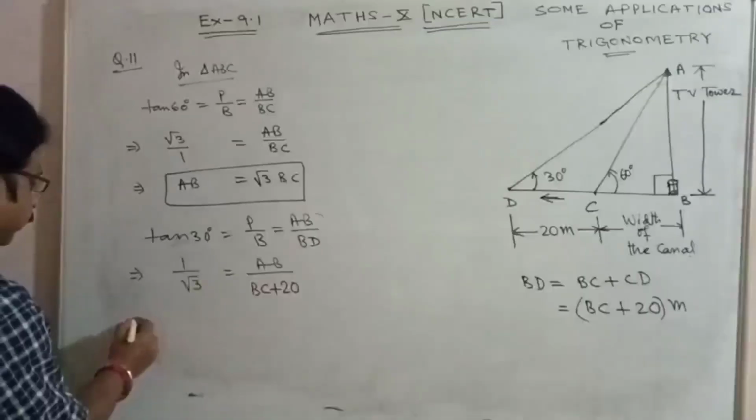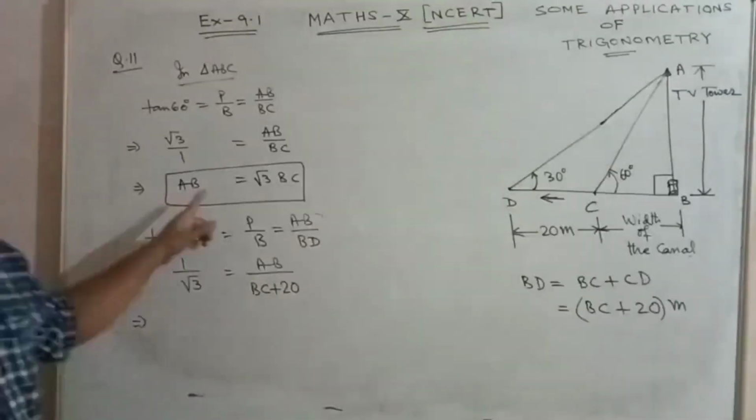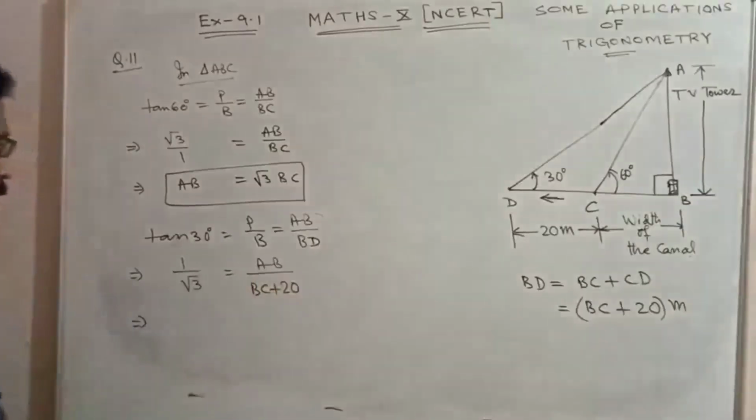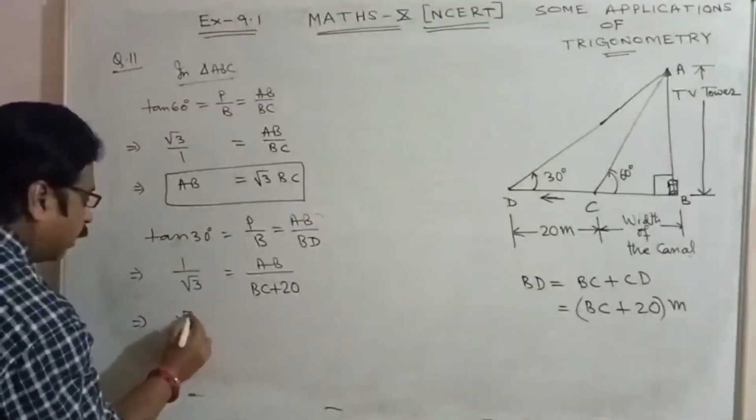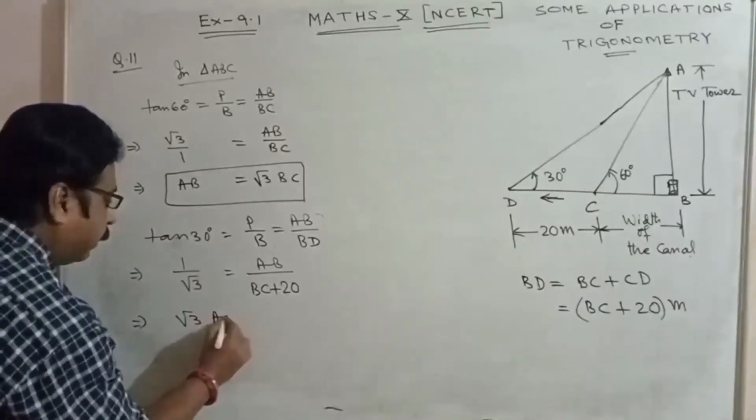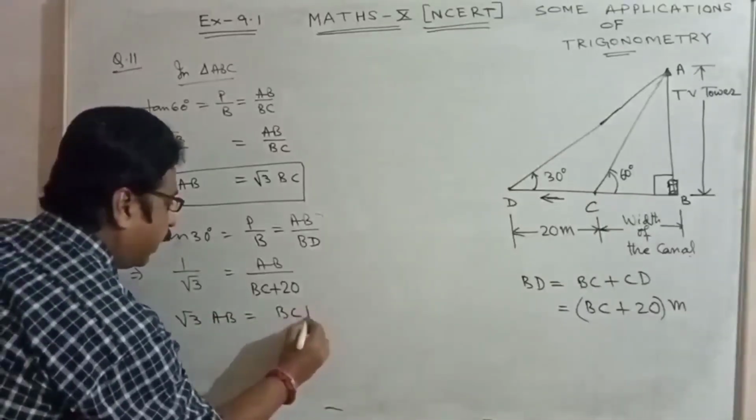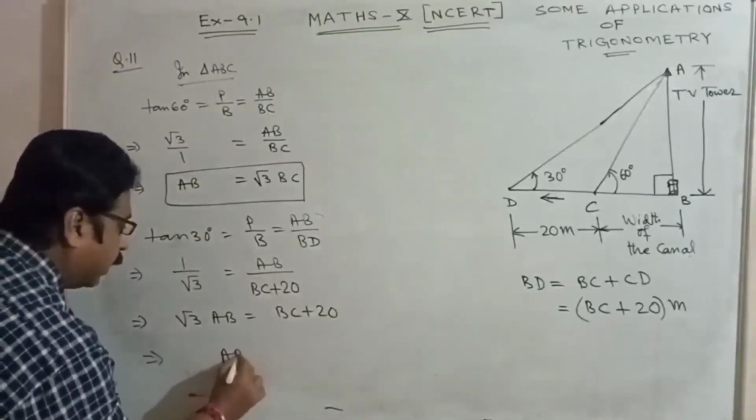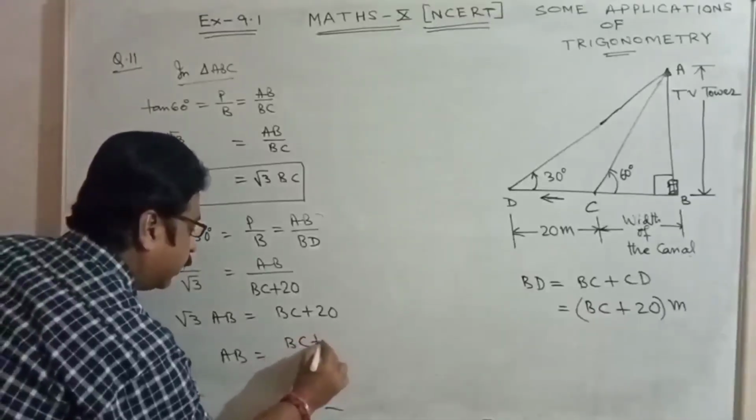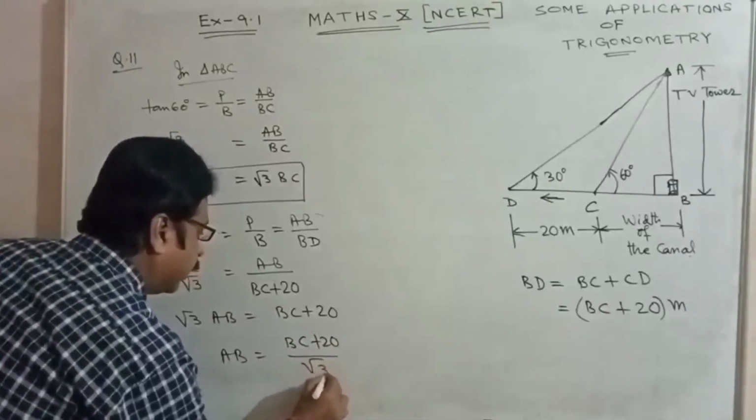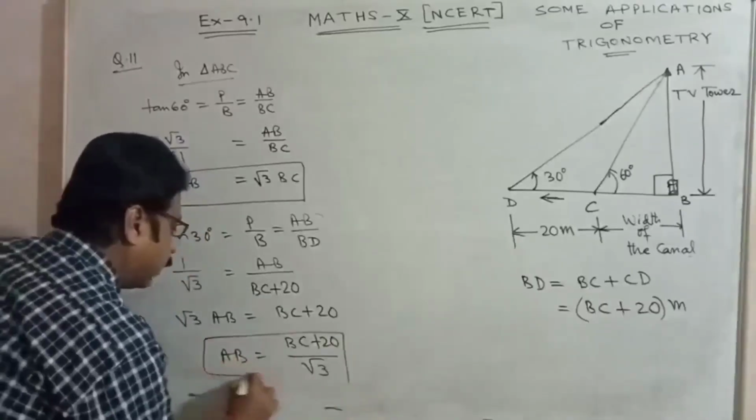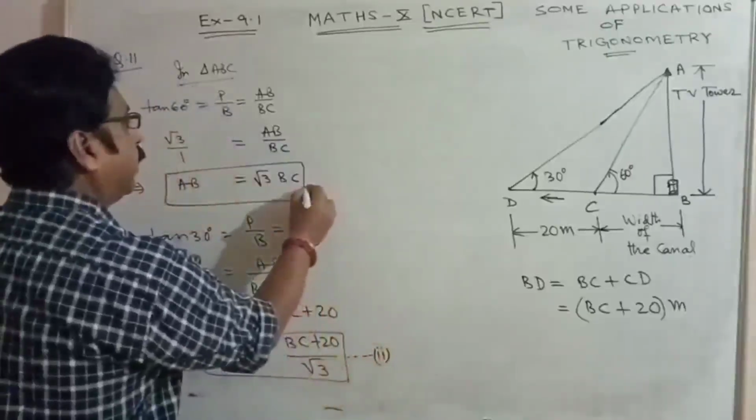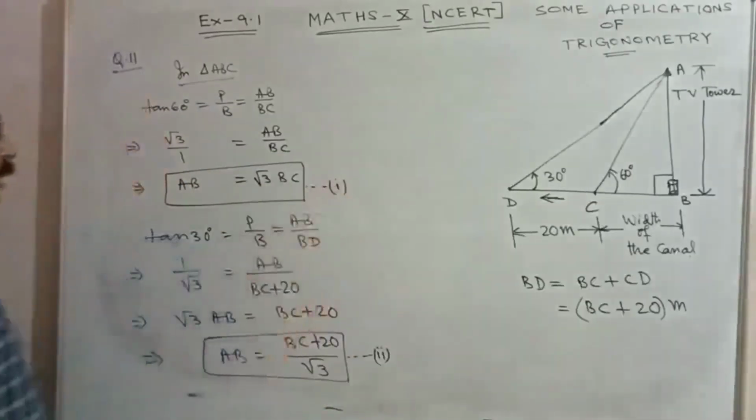Now cross multiplication, or you can do one thing. Here we got AB equals root 3 BC. Here also we can take AB equals something. Root 3 into AB equals BC plus 20, cross multiplication. Next, AB will be BC plus 20 upon root 3. Suppose this is equation 2 and this is equation 1.